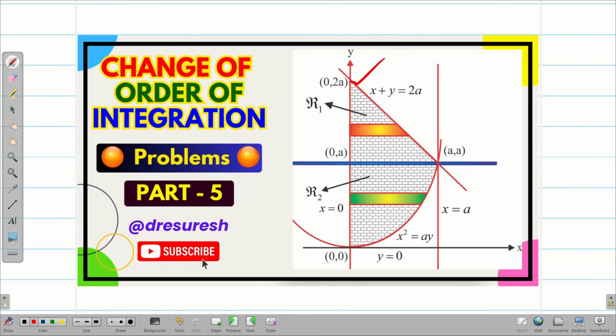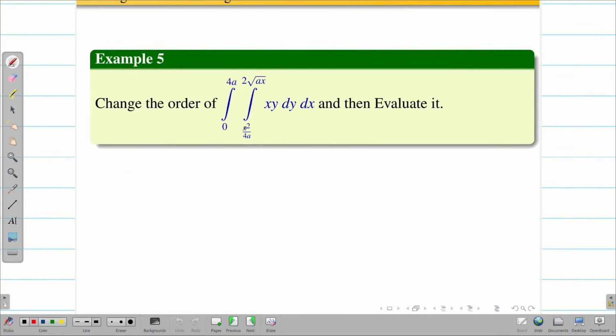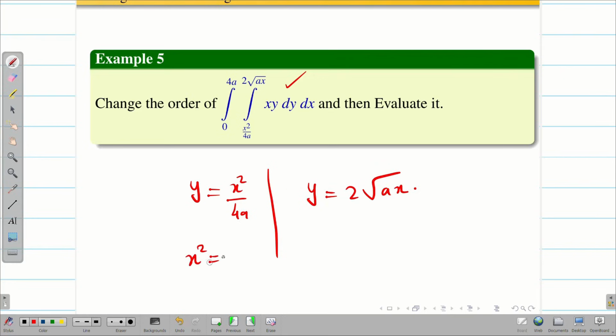Now, in today's session, we are going to see another exciting video. Change the order of the given problem. See here, both my inner integral limits are not linear. So here y is the variable, y equal to x square by 4a. On the other side, y is equal to 2 into root ax. When we simplify this, we get x square equal to 4ay. On the other side, when you square, you get y square equal to 4ax.